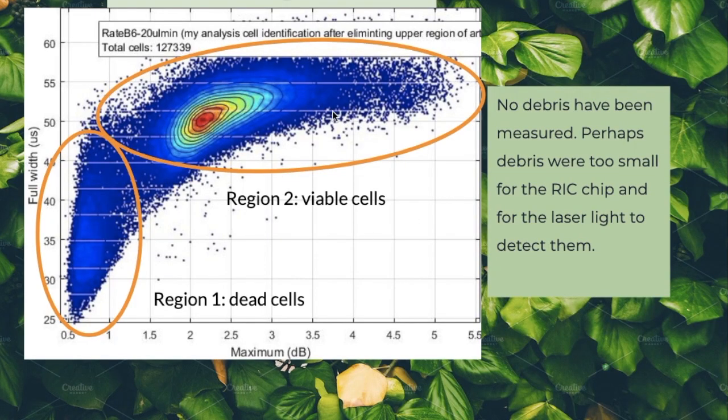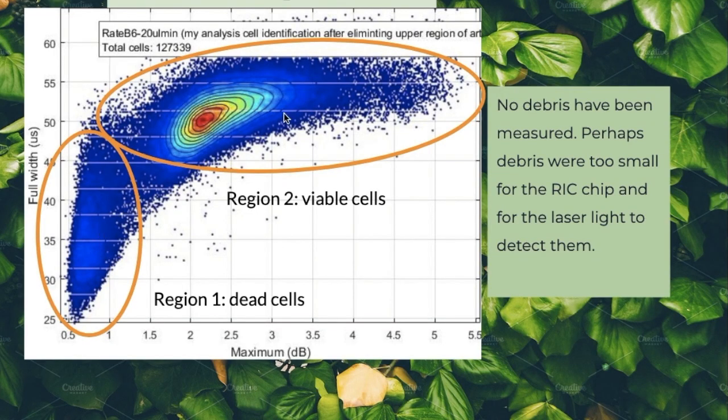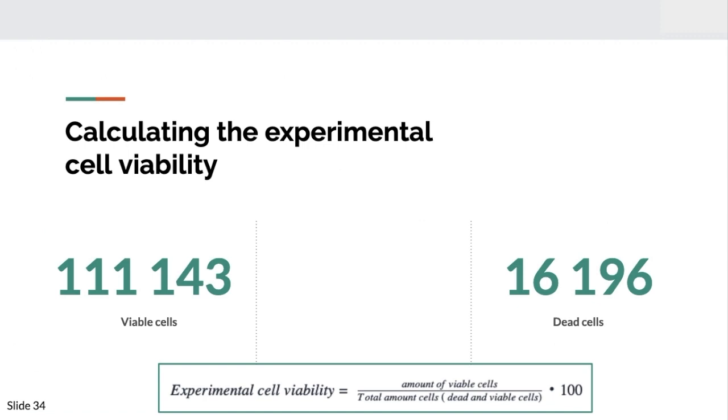So this is a summary of what I found. I concluded that region 2 are viable cells, and region 1 are dead cells. Finally, knowing where the dead and viable cells are, we can calculate how much they consist of. So in this experiment, I had about 100,000 viable cells and 16,000 dead cells. We do the experimental cell viability calculation, and we get about 87%.